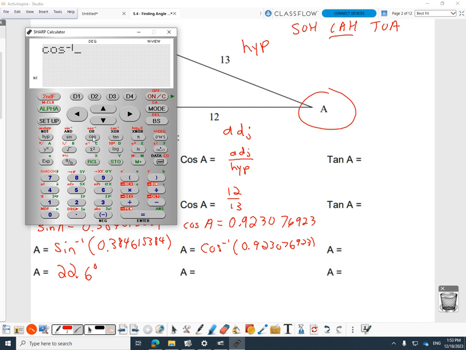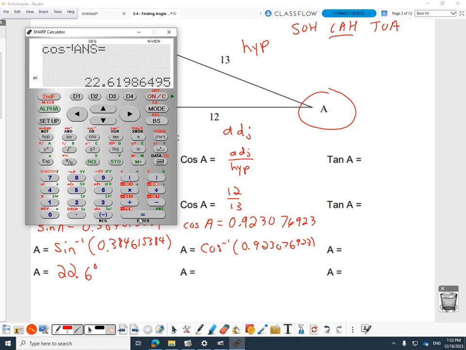On mine, I got to hit alpha to get ans. I think yours just has an ans button. Ans for answer, not ants in my pants. Yeah? Answer. Alpha, answer. That just says cos inverse of whatever you just had on the screen. I don't want to have to type it all back in again. And what do I get?